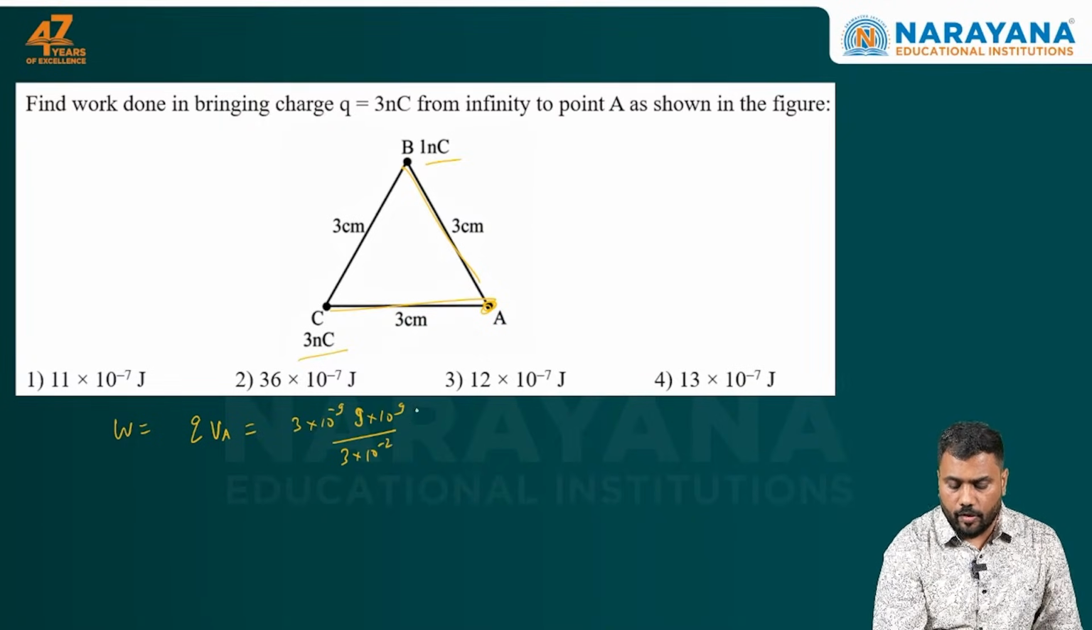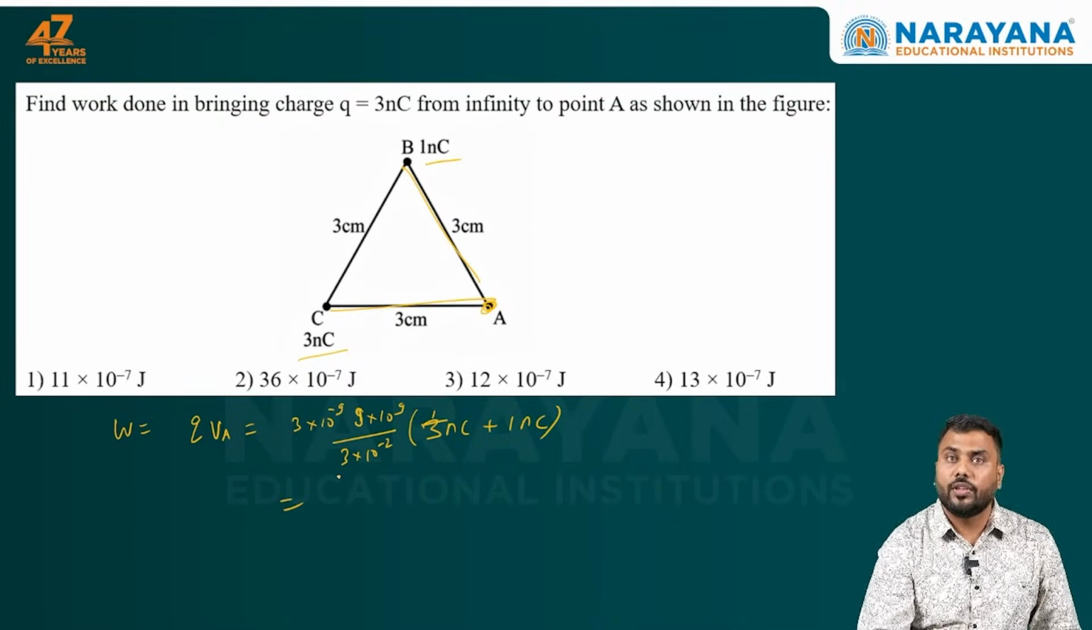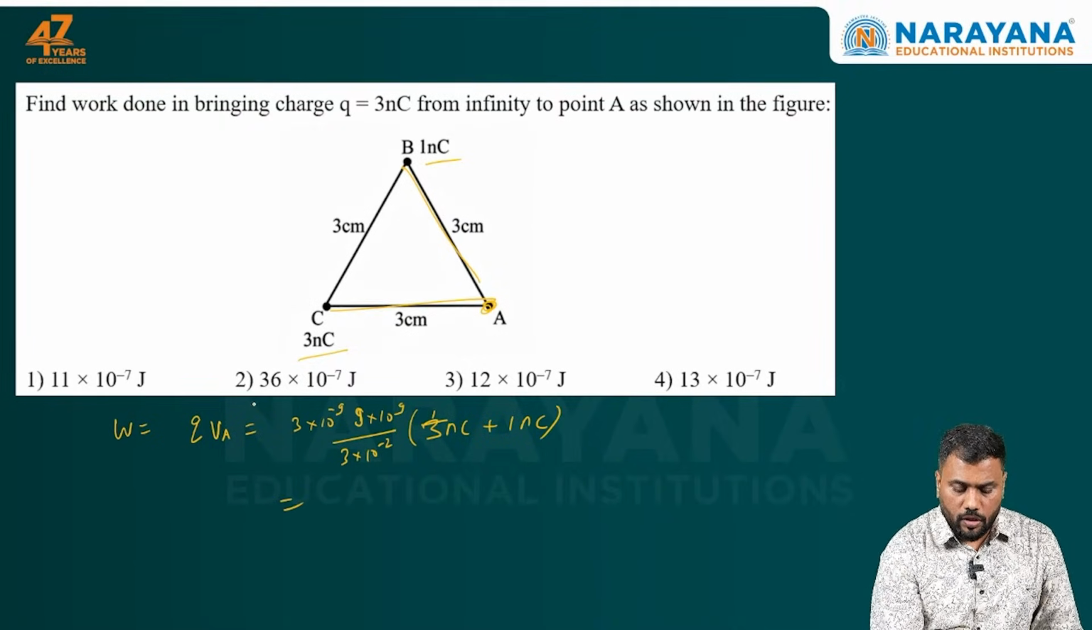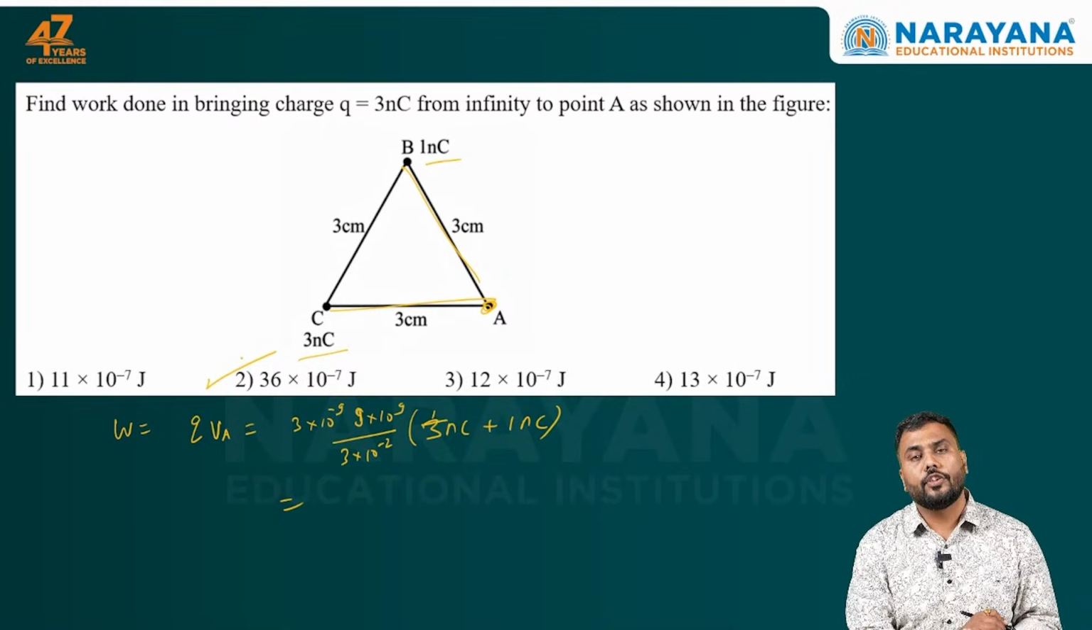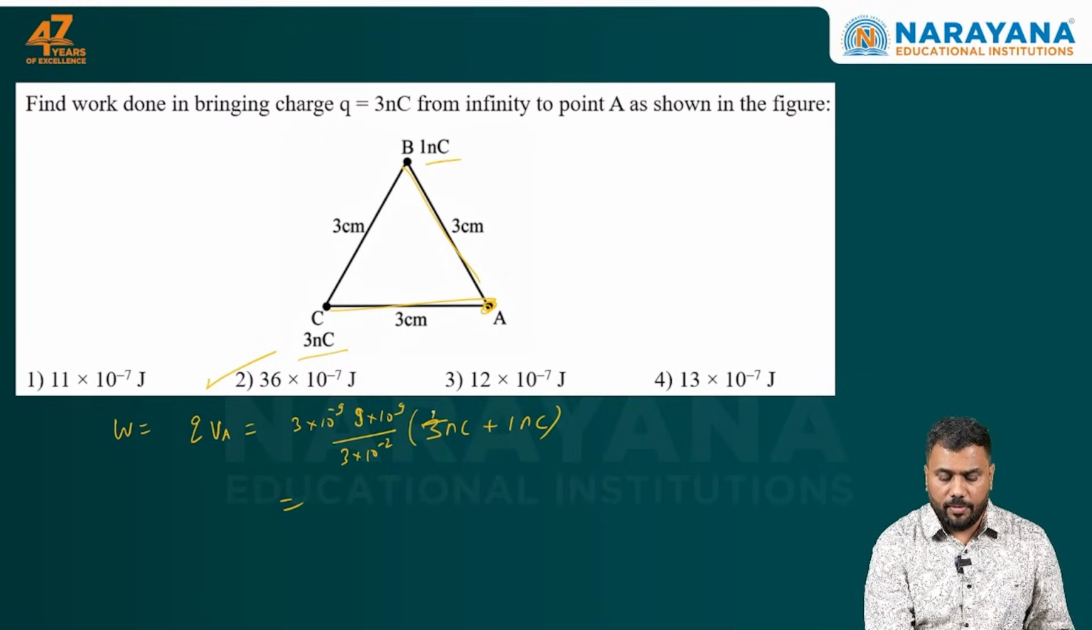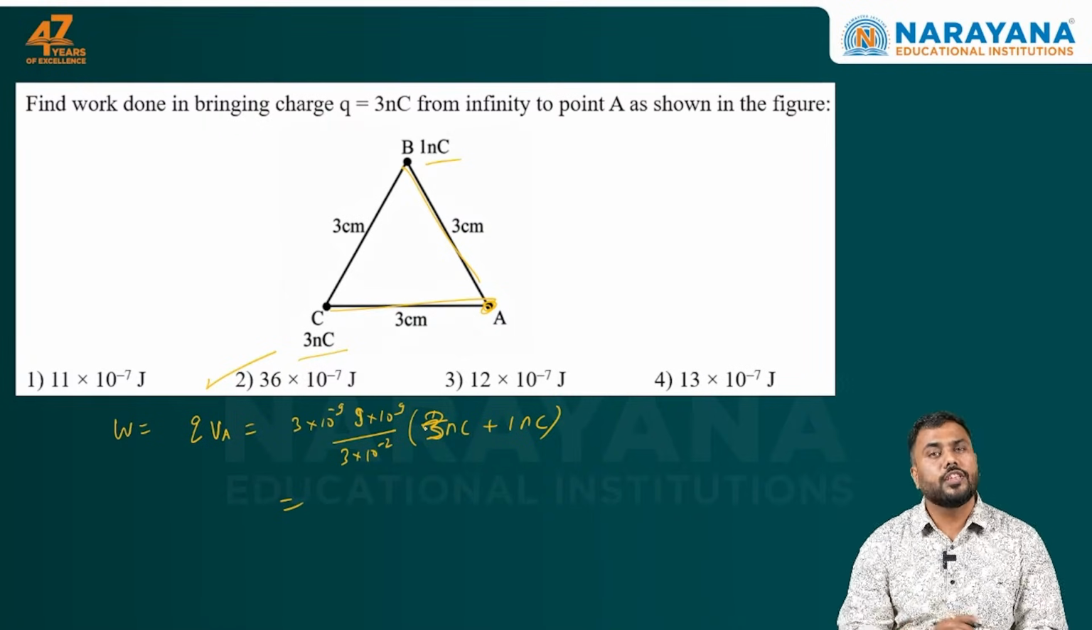So I am taking R common into the distance, into the 1 by R distance. R already is common into charge. One charge is 3 nanocoulomb and the other charge is 1 nanocoulomb. If you just put the values into this expression and solve, then we get the answer 36 into 10 power minus 7 joule. So I am leaving the calculation for you. You can just do the simple calculations.